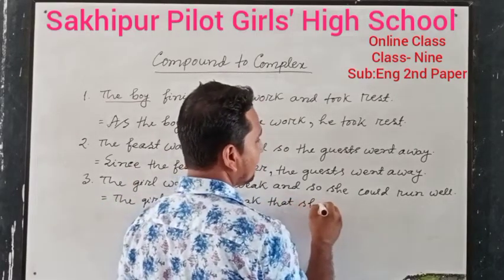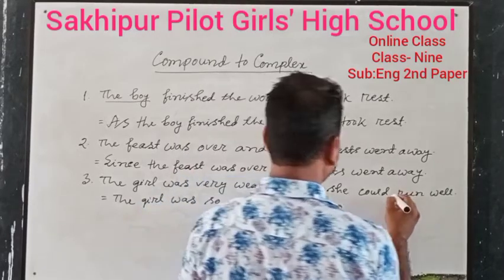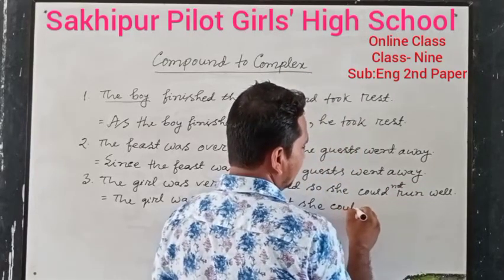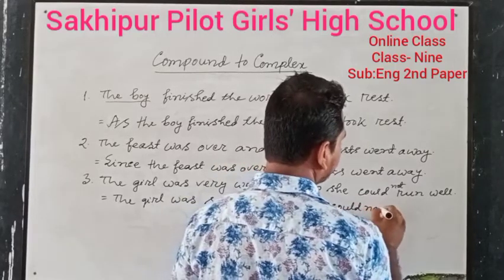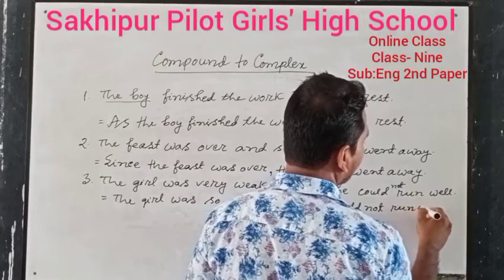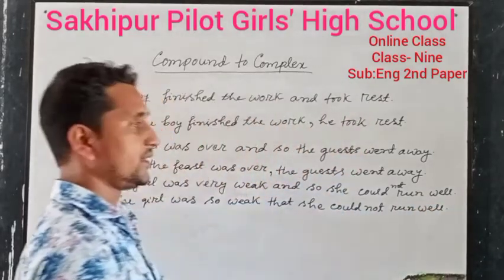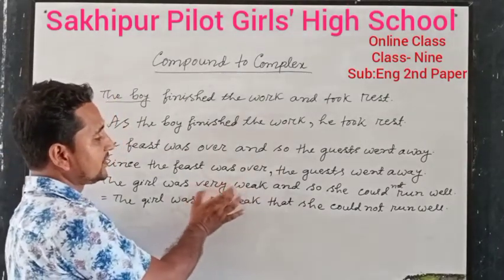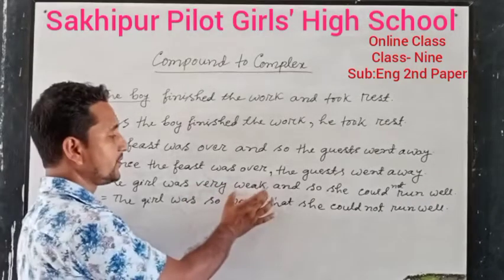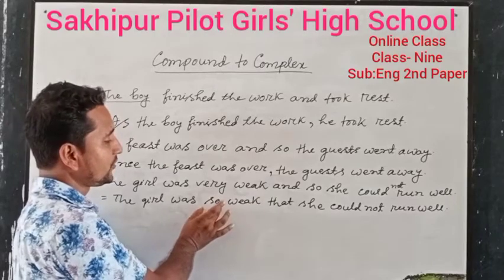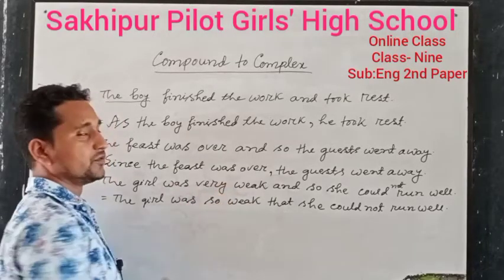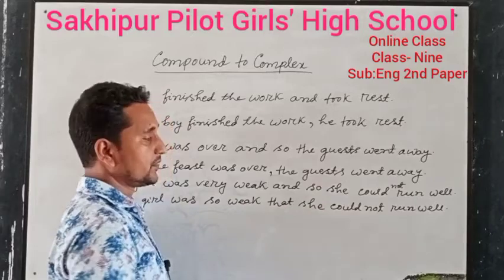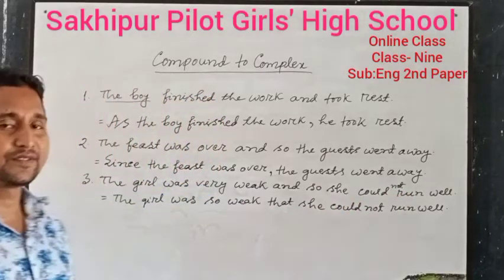She could not run well. Very easy rules. Please listen to me again. If there is the adverb "very" before an adjective, to change to complex, we have to write "so" instead of "very". Then we write "that" instead of "and so". Then the second clause will not change in sense.